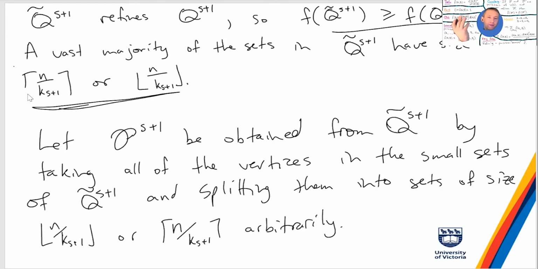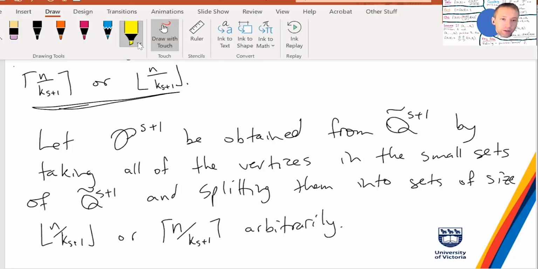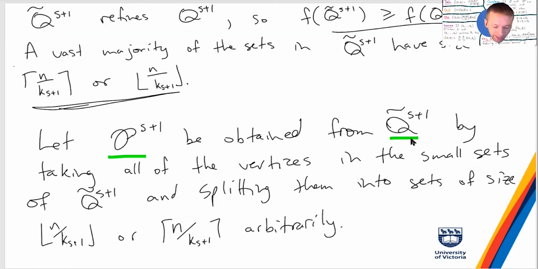And here's how we come up with our partition, our s plus 1th partition. We take this QS plus 1 tilde, which has practically all the parts being the same size, except for these little bad parts. We just take all the bad stuff and throw it in its own little box and then split it up arbitrarily. So we don't even care what happens with that stuff. We split it into sets of these sizes.